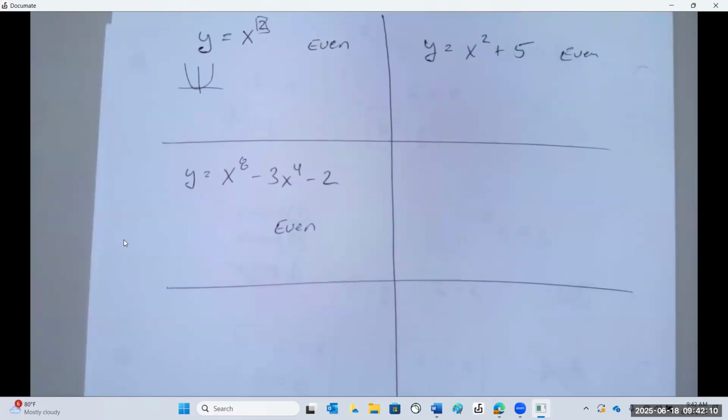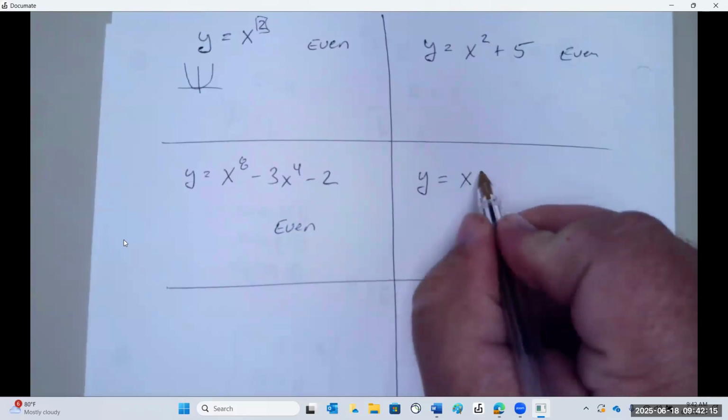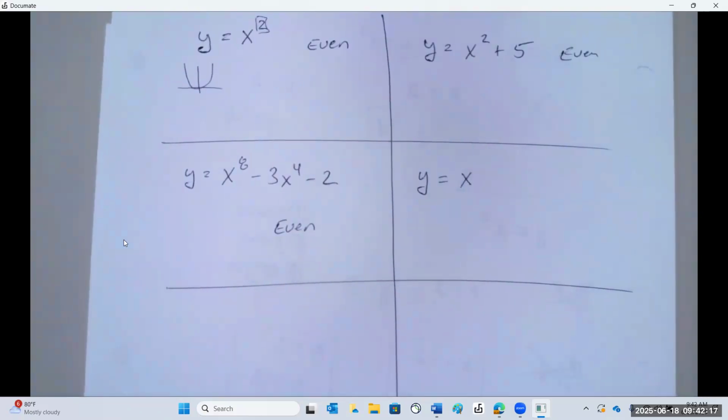That's an example of an even one. How about this one? Odd, even, or neither? You're guessing. How would you go about it if your life depended on it? How would you go about proving this one? If you graph it, what would it look like?